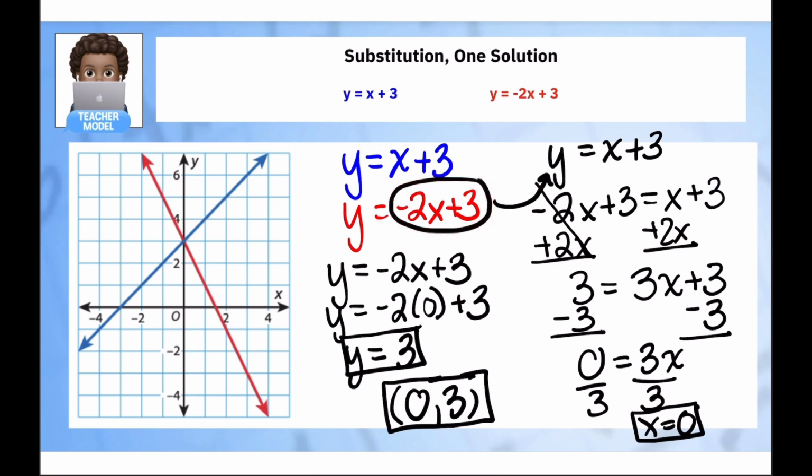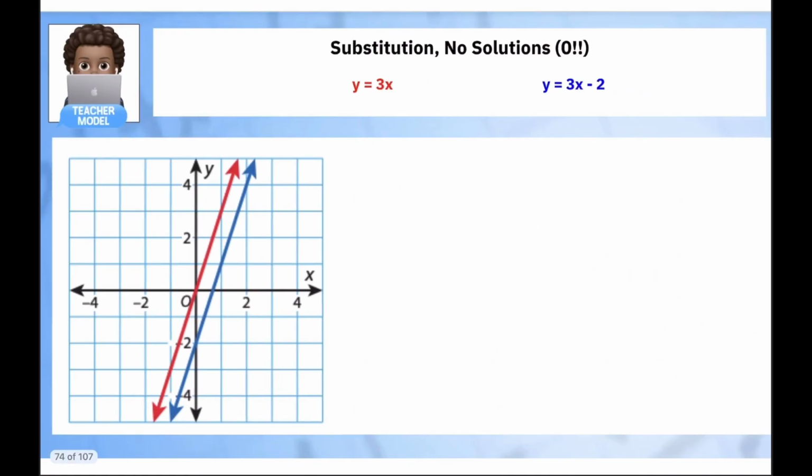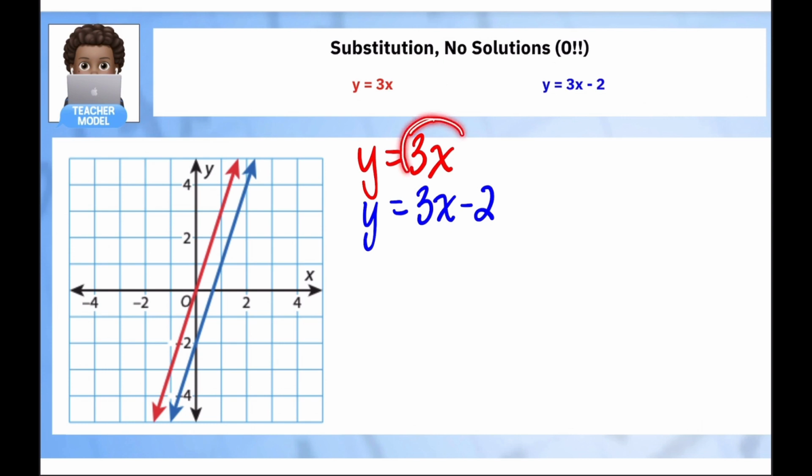Let's see what this looks like when we have no solution. So we already know, again, this one has no solutions. So we have y equals 3x and y is equal to 3x minus 2. Again, they're both pretty easy. So I'm going to choose to take, since this one's simpler, I'm going to take this and substitute it for y. So I get 3x is equal to 3x minus 2.